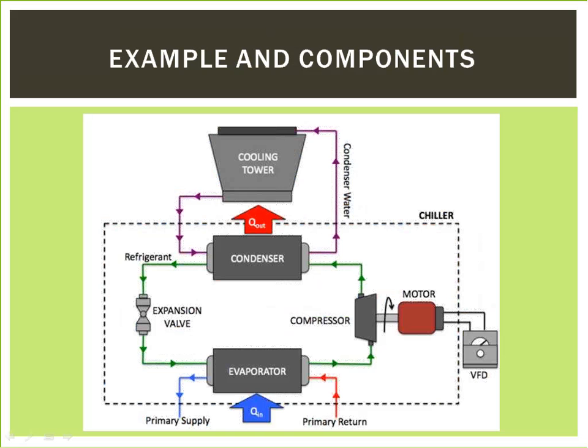This slide shows the basic refrigeration circuit using a chiller. It consists of the following four main components. Evaporator. The evaporator is a heat exchanger that removes the building heat from the chilled water, lowering the water temperature in the process. The heat is used to boil the refrigerant, changing it from a liquid to a gas.